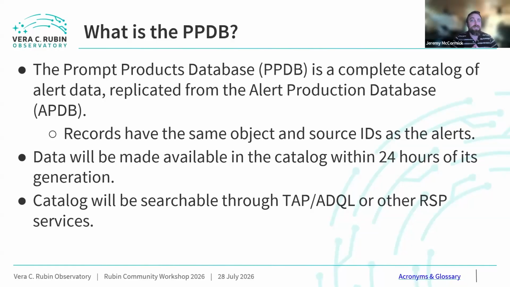The plan is that this data will be made available in this catalog within 24 hours of its generation. I think that will roughly correlate with when the alert is generated. That's the goal. The catalog is planned to be searchable through TAP with ADQL or other RSP services. To be clear, this database is not publicly accessible yet.